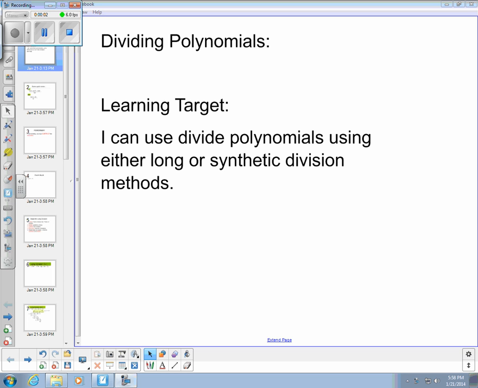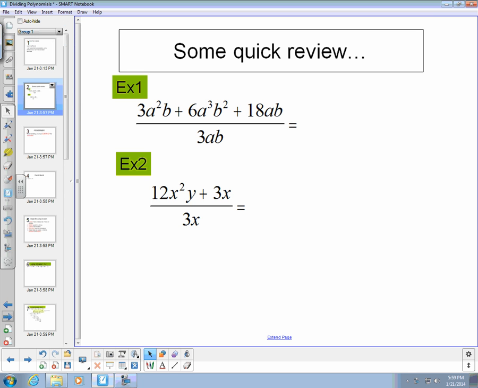This lesson is over dividing polynomials using both long and synthetic division. These are concepts that you covered in Algebra 2, but we're going to refresh as we get into the polynomial chapter. Be sure that you set up your paper in Cornell Note format. Leave space for questions and summary. So before we get into long division and synthetic division, let's do a quick review.